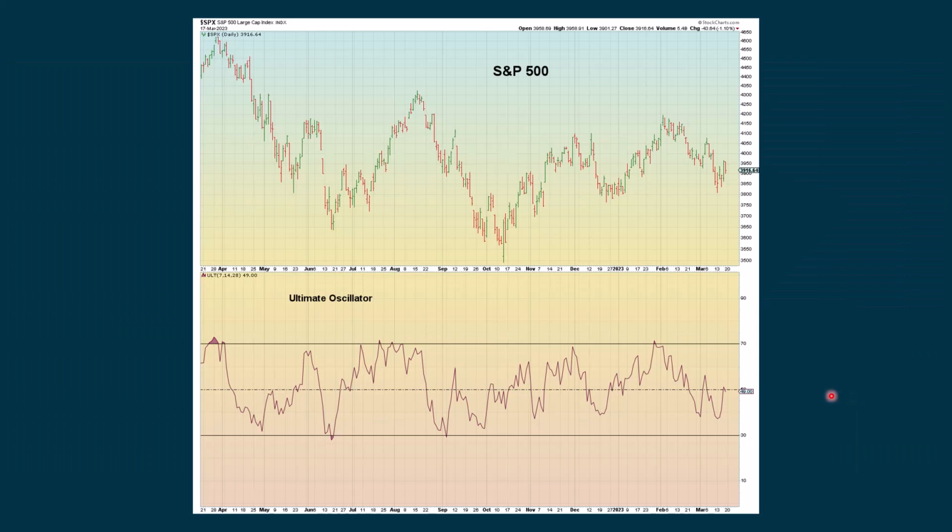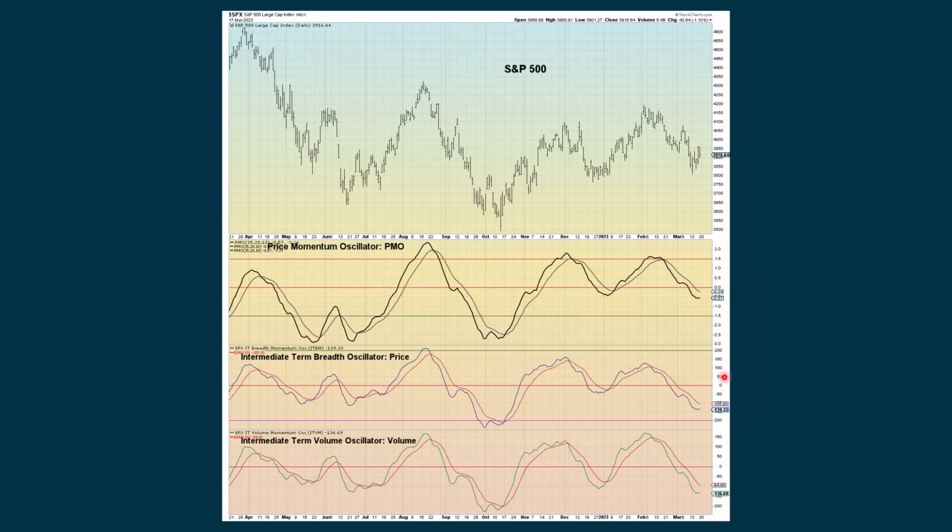The Ultimate Oscillator is below 50 and declining. That's negative. The PMO continues to decline, both based on price and volume, trying to turn up a little bit but hasn't crossed positive yet.